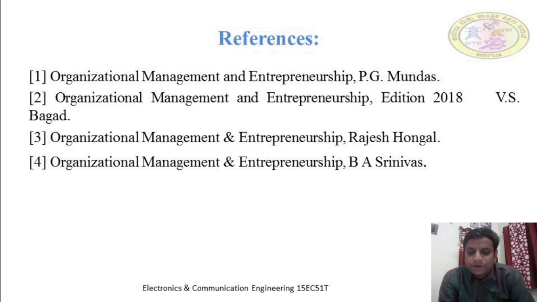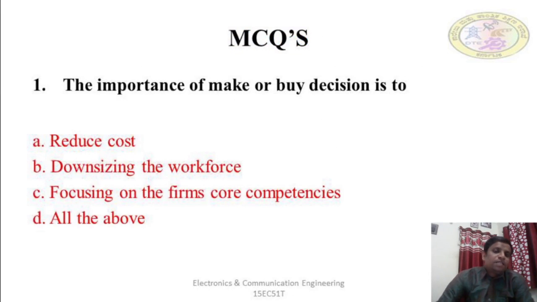So these are some of the references which we have followed while preparing this content. Now, multiple choice questions on this session. First question: the importance of make or buy decision is to. Guess yourself. By understanding this session, you can easily guess the correct answer. Option A is reduce cost, B downsizing the workforce, C focusing on the firm's core competencies, D all the above.